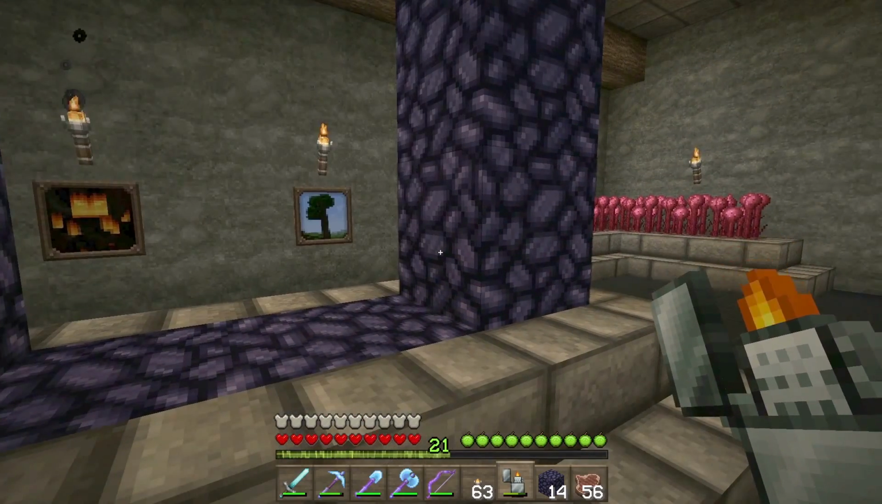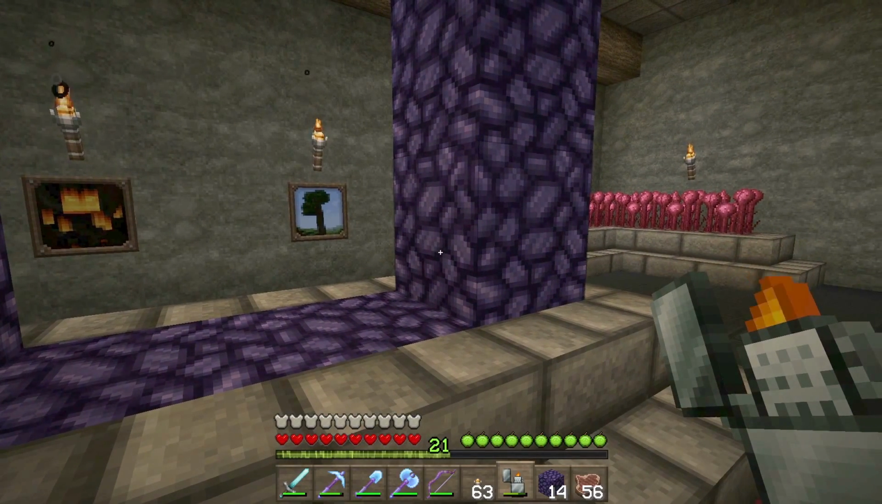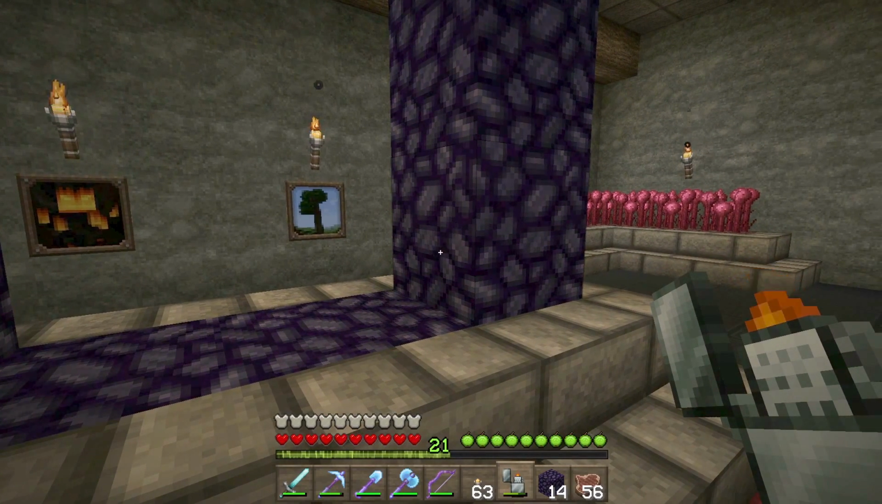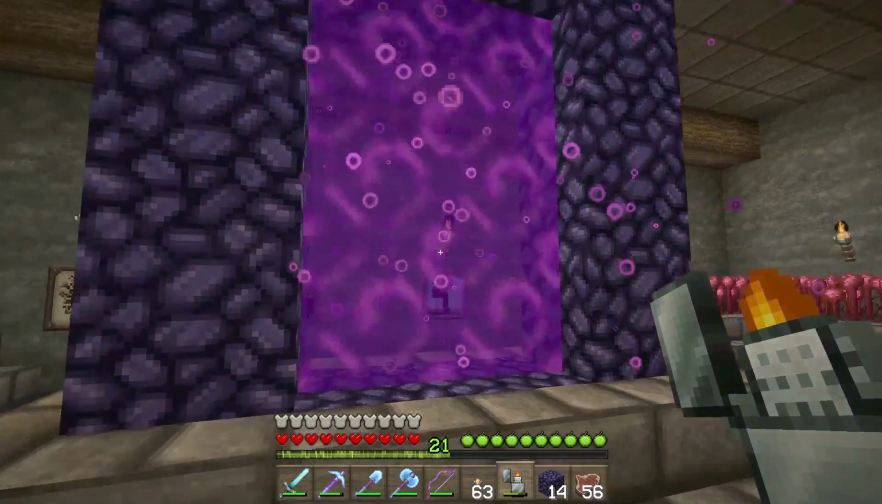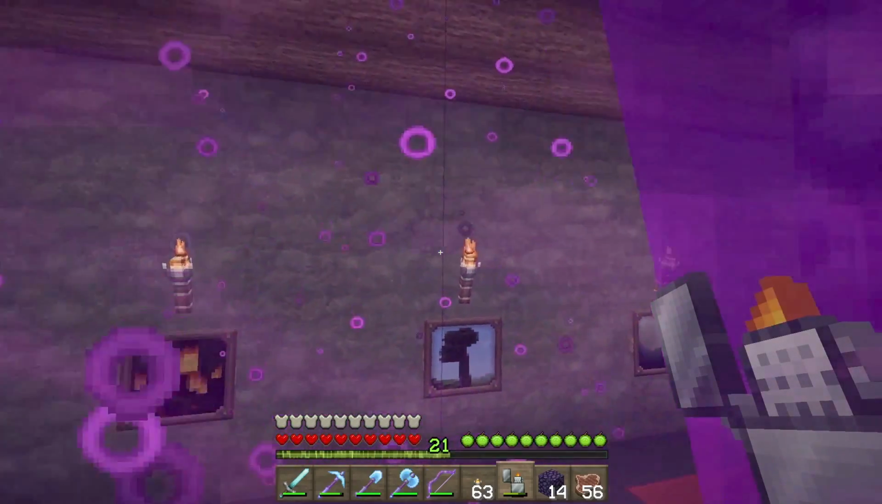You like my cigarette lighter? This is OzoCraft, by the way, the texture pack or resource pack. If you're looking for a good one, I really like this. But we'll light our nether portal, and we'll walk through, and we'll see where we end up.